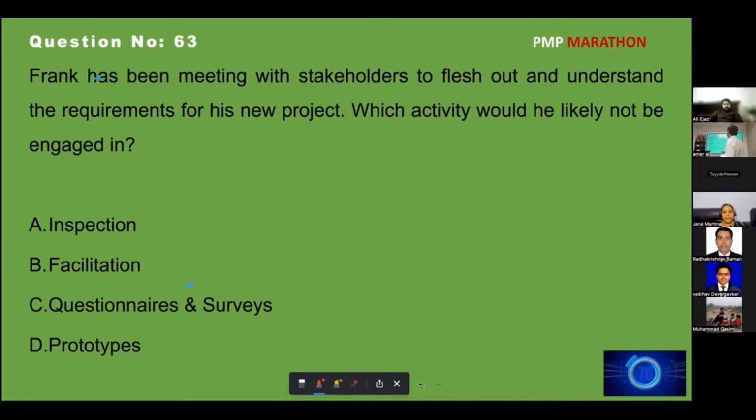Okay. Frank has been meeting with the stakeholder to flesh out and understand the requirements for his new project. Which activity would he likely not be engaged in? So he is meeting with a stakeholder to understand the requirements for the new project. Facilitation can be. Prototype, maybe make something. Questionnaire, survey, all this is data collection. We did not make something. What is inspection here? Inspection has no correlation here.